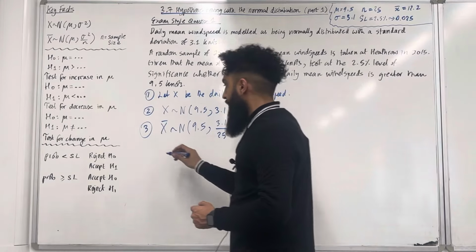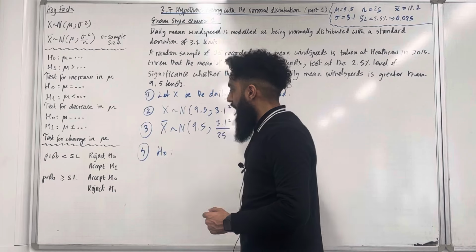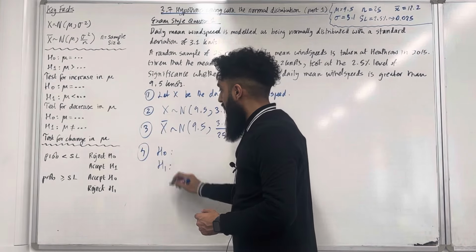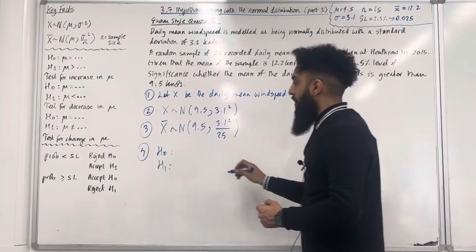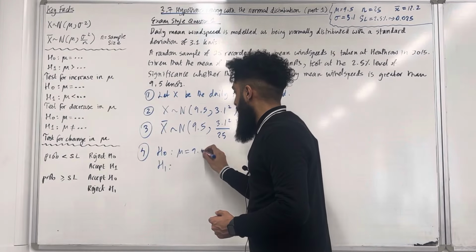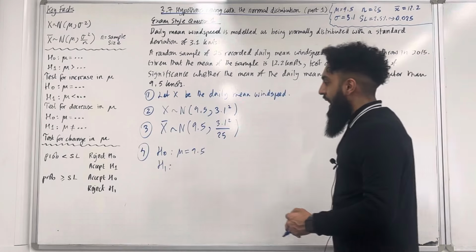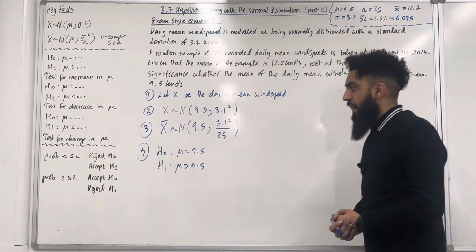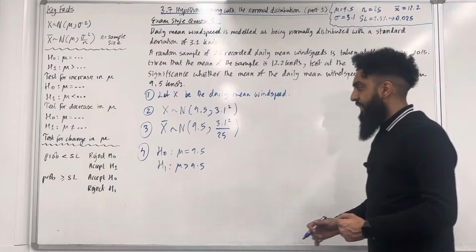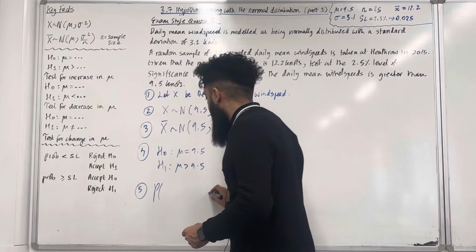Step number 4, you write down your hypotheses. H0, your null hypothesis. H1, your alternative hypothesis. So we are assuming that mu is equal to 9.5. We want to test if the mean is greater than 9.5. So in H1, we have mu is greater than 9.5. End of step 4. Step number 5, we proceed forward and we calculate our probability.